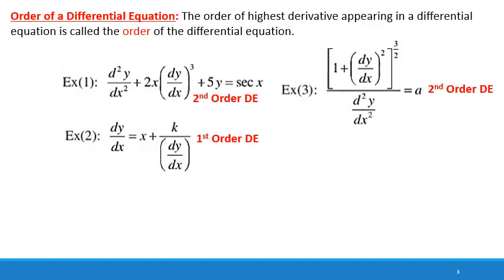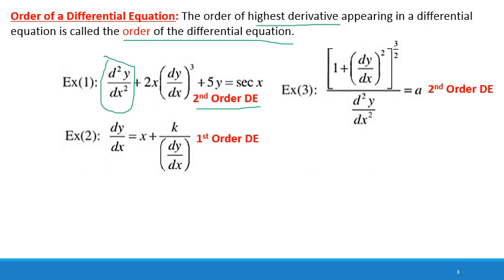Order of a differential equation. The order of the highest derivative appearing in a differential equation is called the order of the differential equation. In example 1, the highest derivative appearing in this differential equation is the second derivative here. So that would be a second order differential equation.